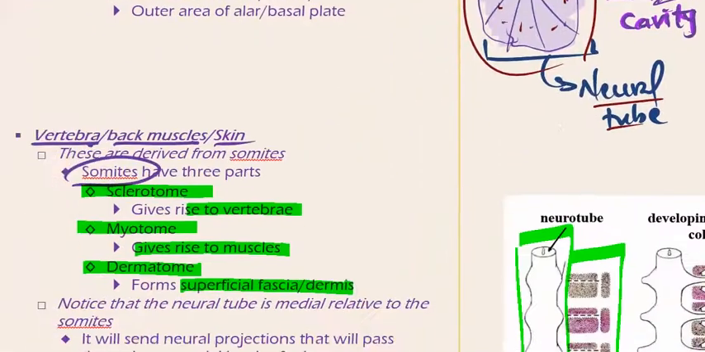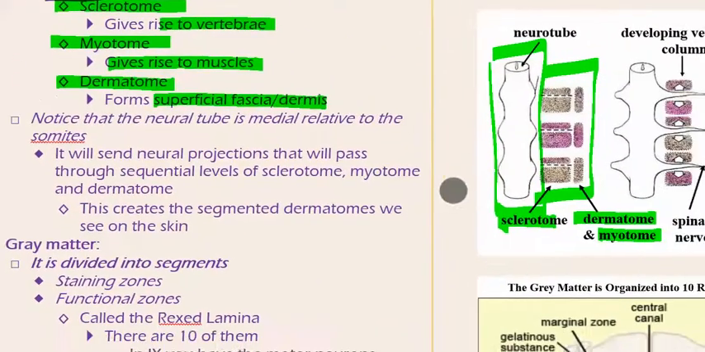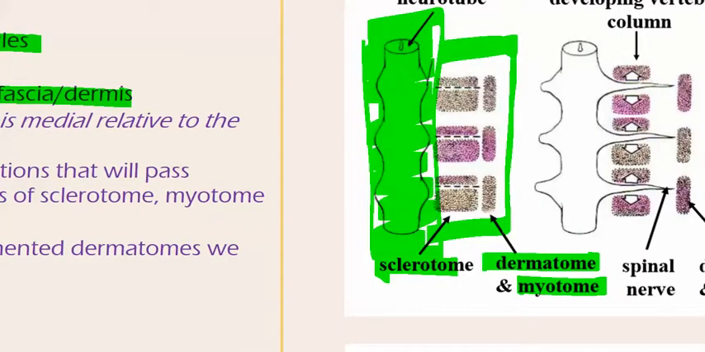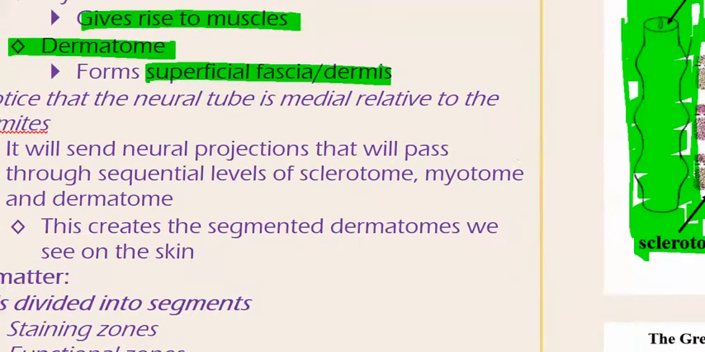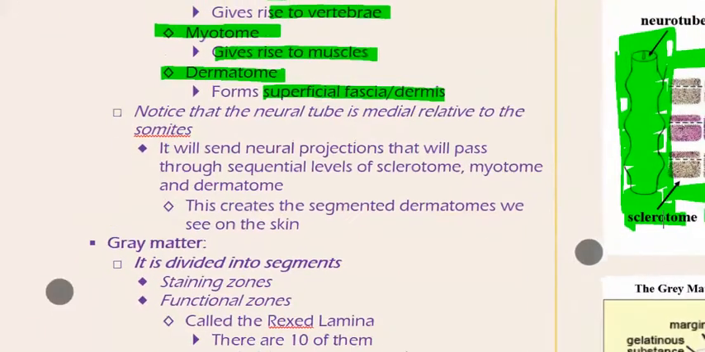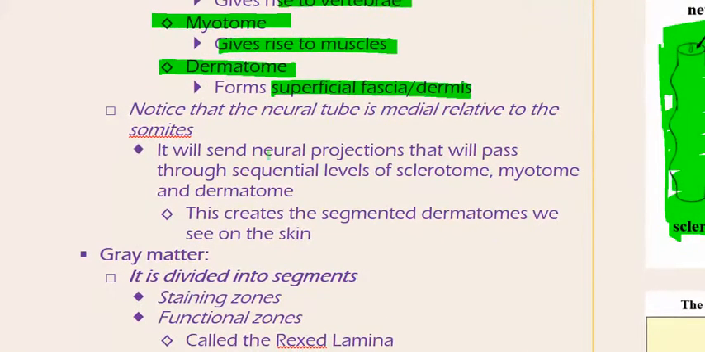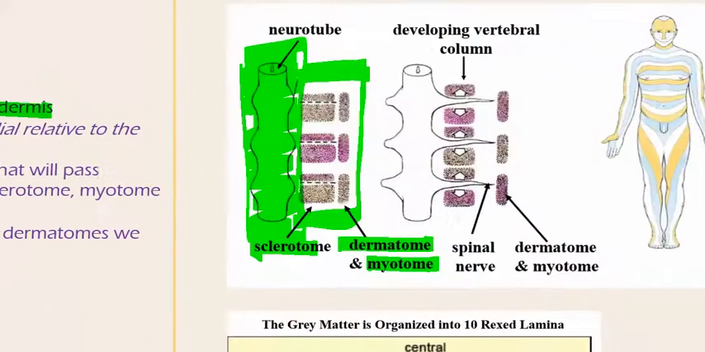Okay. So now what we're seeing here is that the neural tube is medial. And then we have the somite here, and the components of the somite: the sclerotome, the dermatome, and the myotome. Right? Okay, so what happens is that the neural tube is going to send out neural projections. All right, so you can see it here.